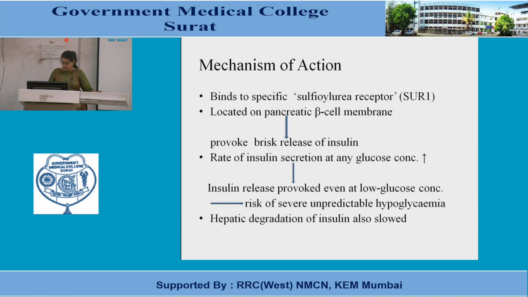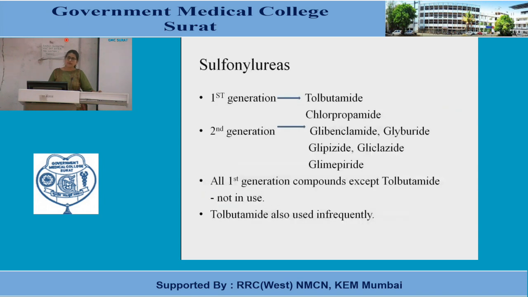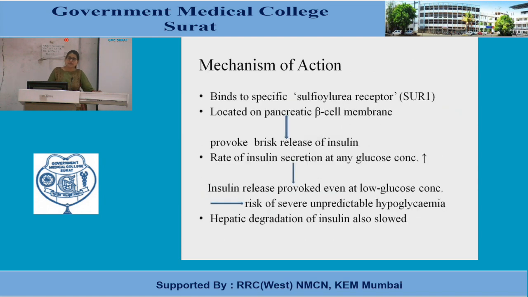So we will talk about the group as a whole, sulfonylurea, and not talk about the individual drugs. The second generation drugs, glibenclamide, glyburide, glipizide, gliclazide and glimepiride, are being used, and first generation tolbutamide is used but very sparingly. So what is the mechanism of action of sulfonylurea?